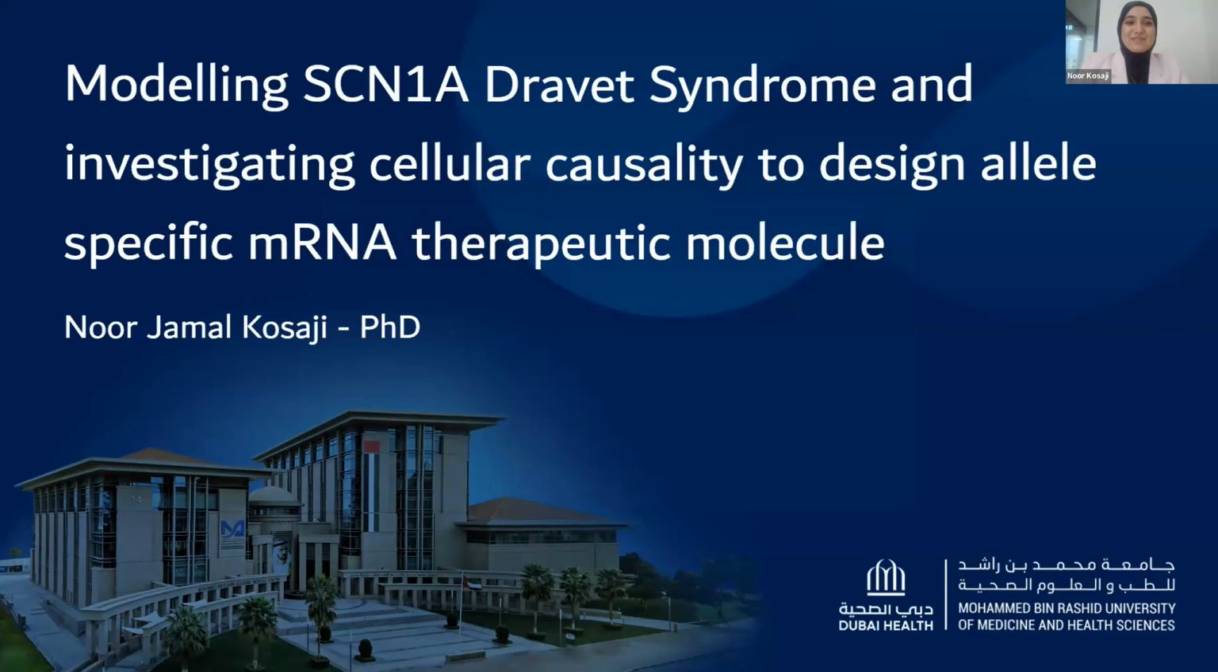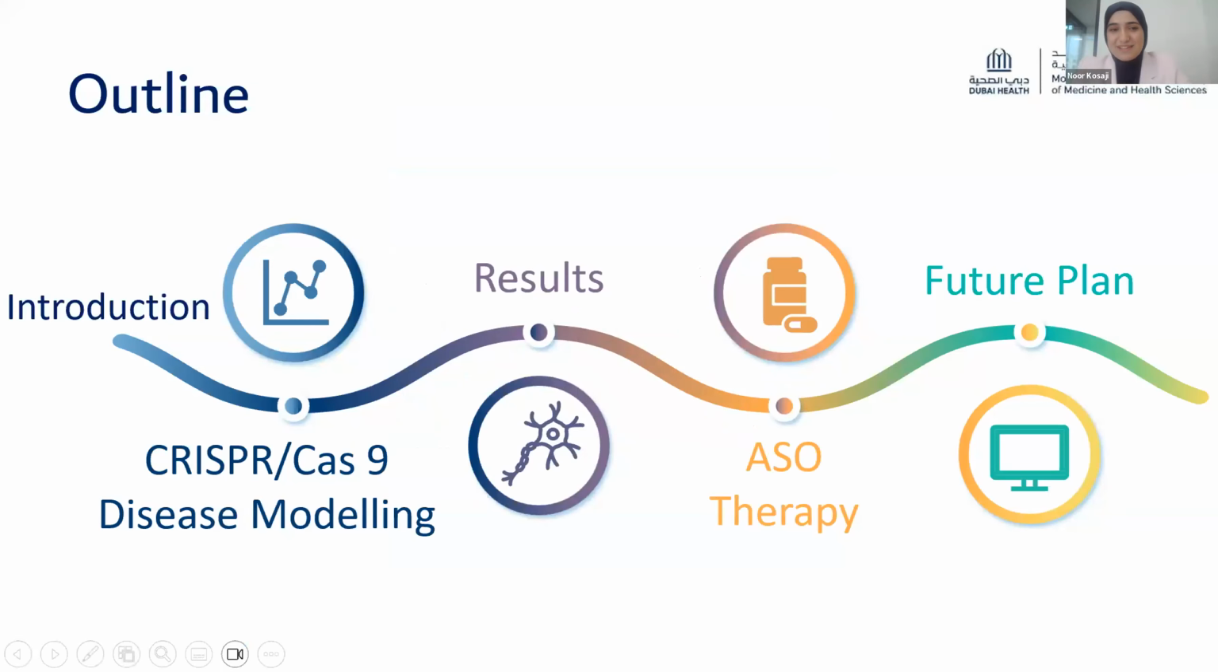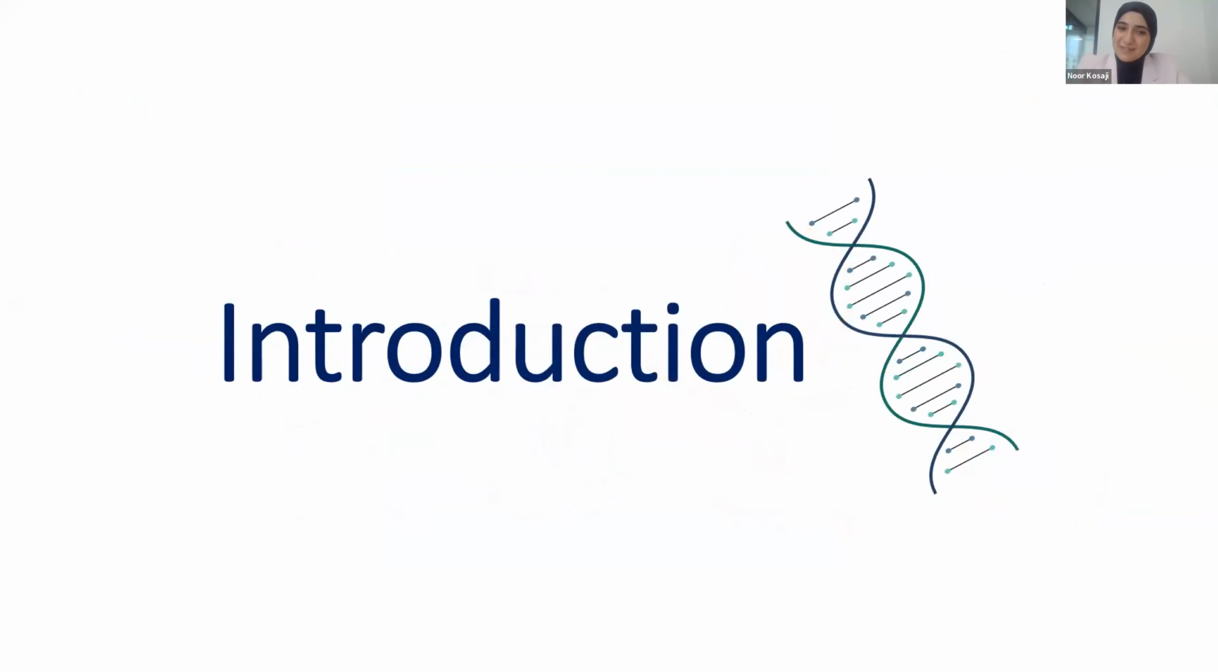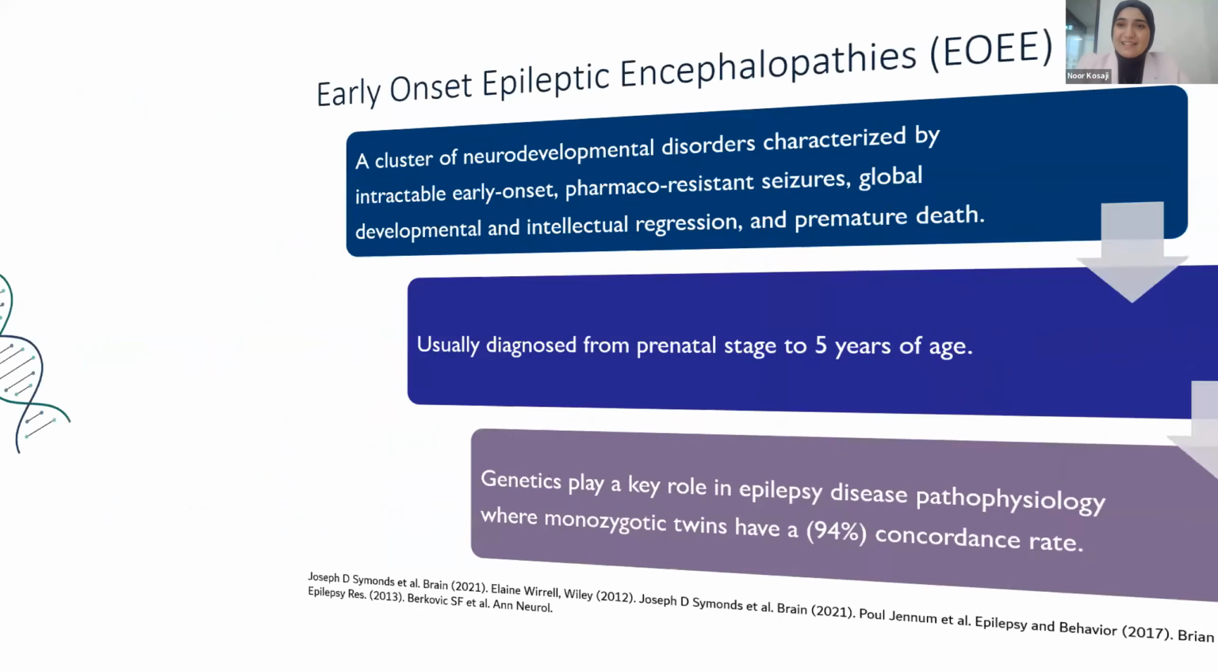All right, so modeling SCN1A Dravet Syndrome. I'll begin by giving you a quick introduction into my area of research, followed by discussing my first aim, then the results of that aim, and then aim 2, which is antisense oligonucleotide therapy, and then finally end up with a summary of my future plan.